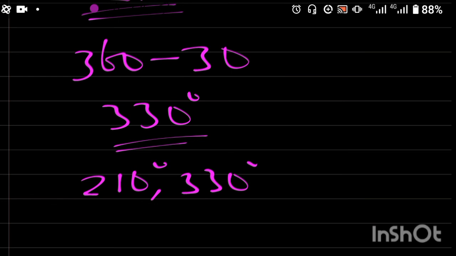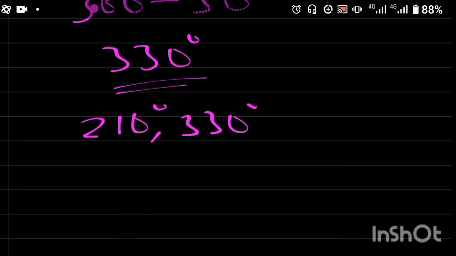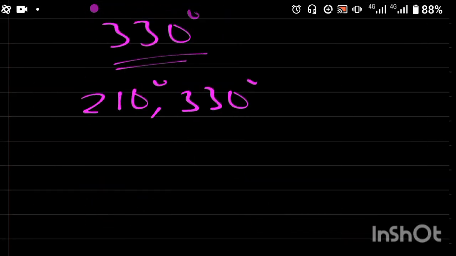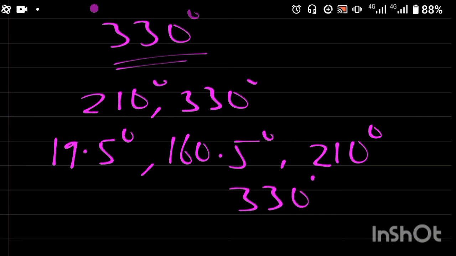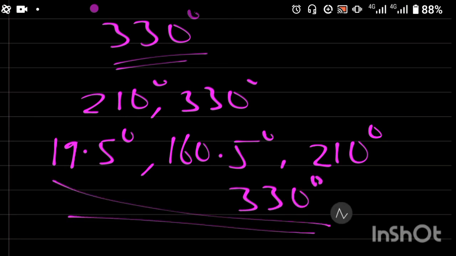So let's write all the values of theta that satisfy the equation. So the values are 19.5 degrees, 160.5 degrees, 210 degrees, and 330 degrees. So these are the values that satisfy the equation. We have come to the end of this tutorial.